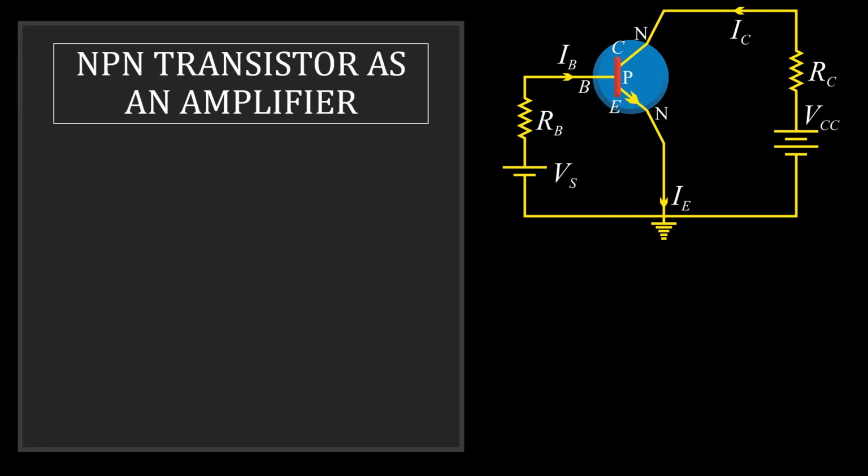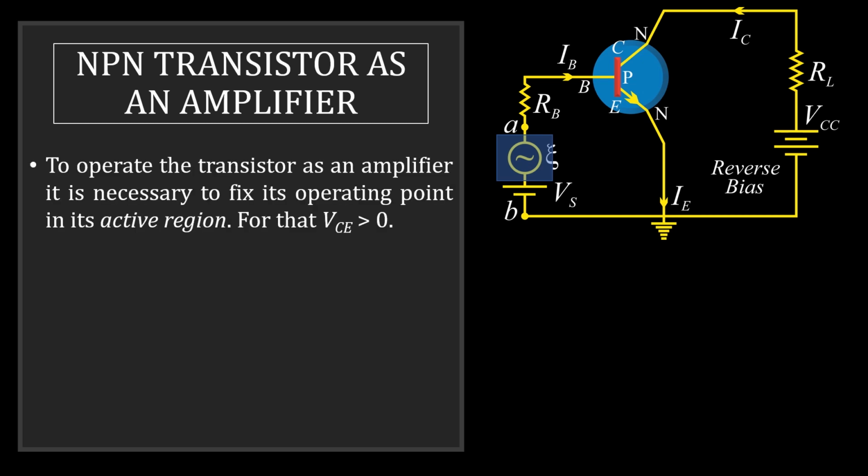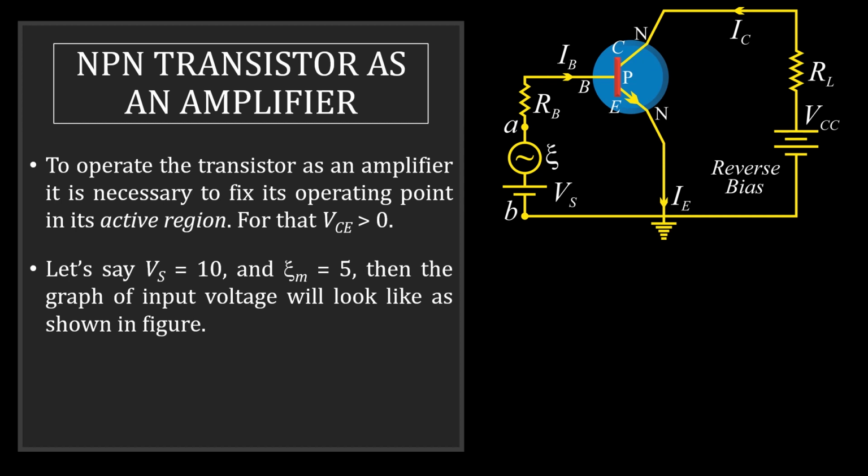NPN transistor used in an amplifier. Now you can see the circuit, and this is the diagram we are going to use again in the amplifier, but instead of this circuit we have just added one AC source over here. We use the transistor as an amplifier in the active region, and for that VCE must be more than 0. Let's say Vs is 10 volt and Em, that is the peak value of the AC source, is 5 volt.